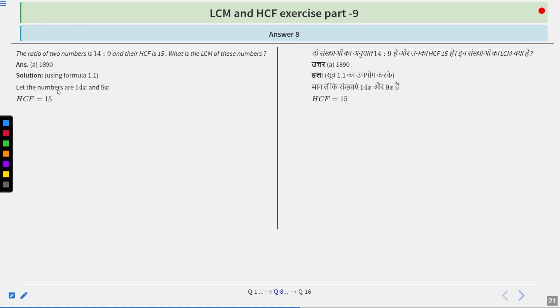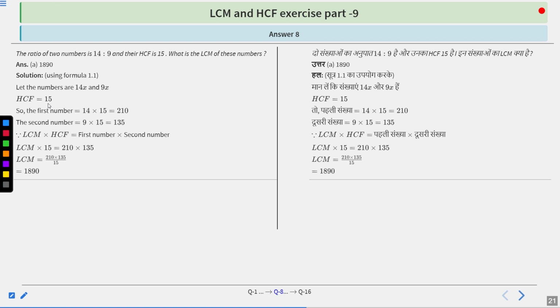Now, the ratio was given 14:9. So numbers can be 14x and 9x. So let the numbers be 14x and 9x. HCF was given already in the question, that is 15. So if HCF is 15, then the first number is 14 into 15. 14 into 15 is 210. And the second number is 9 into 15, 135. So we have got the two numbers.